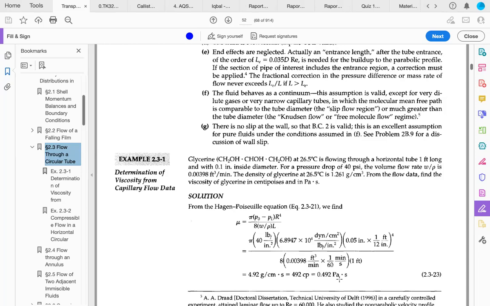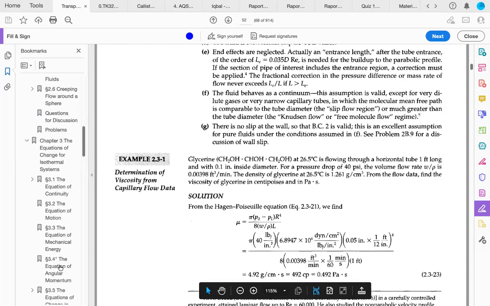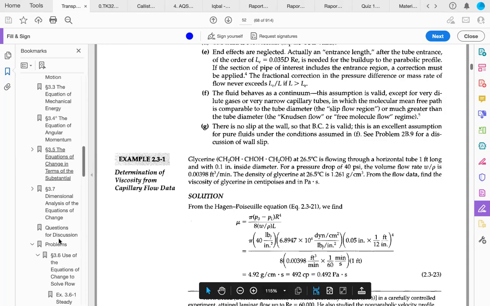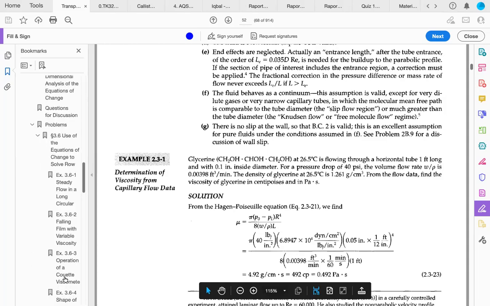That is one type of viscometer. But here the viscosity should be quite low, a runny fluid like water or alcohol or an aqueous solution and so on. For very viscous fluids, it would be very hard to measure with this one, so we're going to use the Couette viscometer.